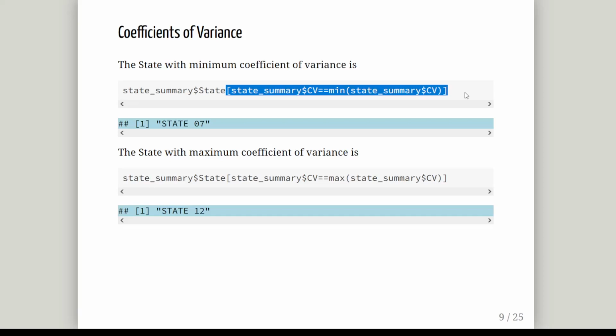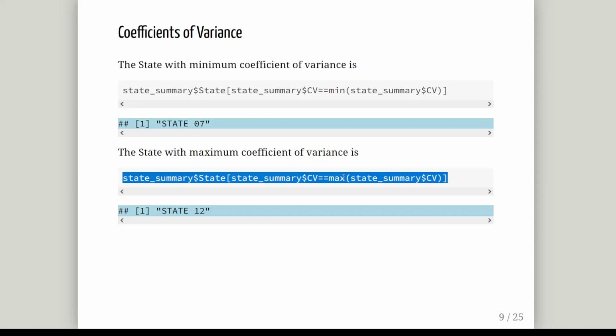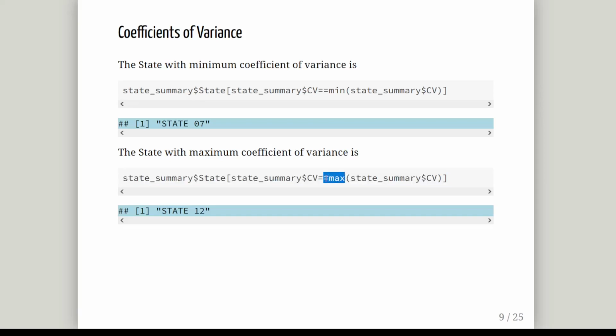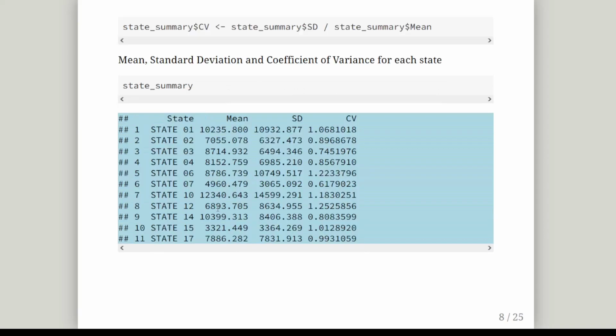Okay, and likewise you do the exact same thing here for the maximum. Same thing, just change maximum to minimum, and the maximum there is state 12. So state 7 and state 12, minimum and maximum. Let's just see, does that make sense? Yeah, that makes sense. There and there, yeah. Okay, that's good.